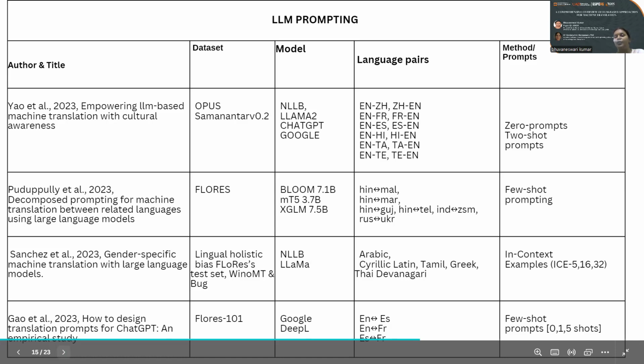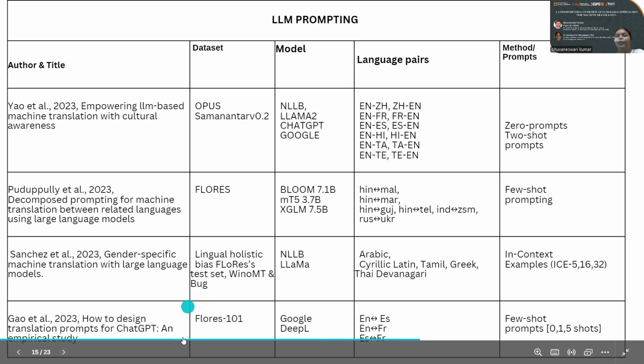A few of the language pairs include the Indian language pairs, Hindi to Malayalam, Marathi, Gujarati, Telugu, and other English languages also, English to other languages. So they have worked with papers with cultural awareness, and then worked with related languages also, gender specific machine translation, and how these translations have been designed for ChatGPT.